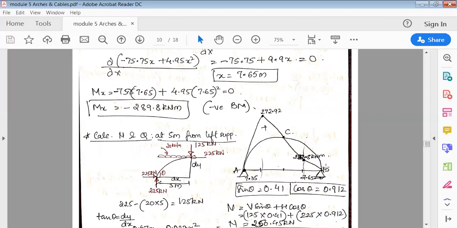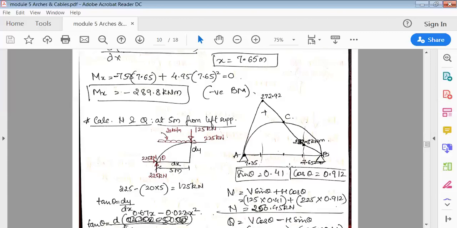Similarly, in the BC portion, because it's negative, I'll mark it below this line. This is more or less like a zero line. Whatever you draw above is positive, so below the zero line in that portion would be negative. So below this, at a distance 7.65, this is negative, that is 289.